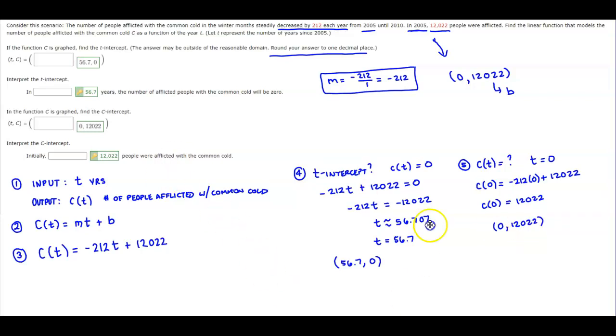So therefore there is our C-intercept. And then to interpret the C-intercept, we can say initially 12,022 people were afflicted with the common cold.